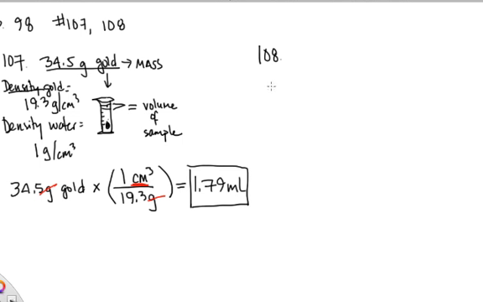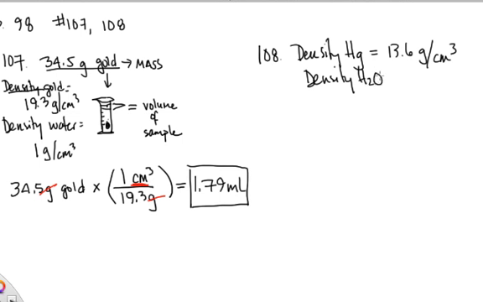Equal amounts of mercury, water, and corn oil are added to a beaker. So in order to do this problem, we have to know the densities of these substances. The density of mercury, whose symbol is Hg, is 13.6 grams per centimeter cubed. The density of water, by now you should know that, is 1 gram per centimeter cubed.